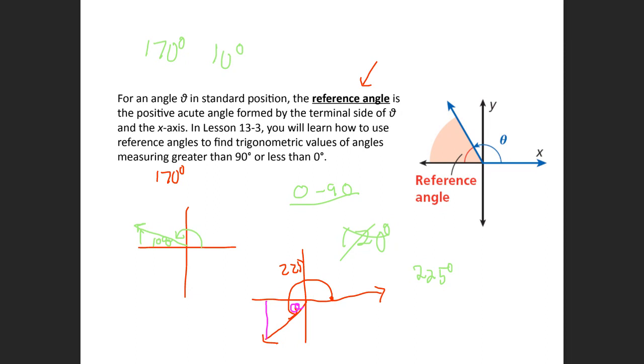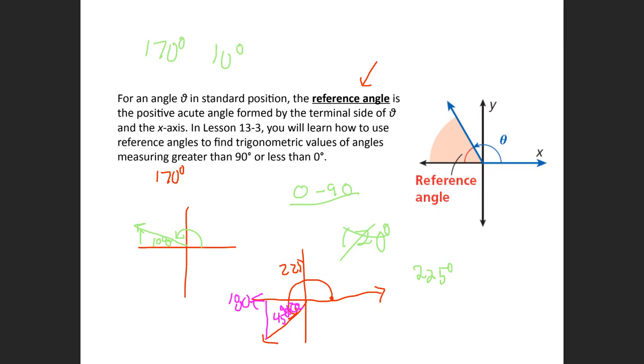Well, if this is 225 and this is 180 right here, right? Because a straight line is 180. How far did I go past 180? I went 45 degrees past. This is my reference angle. So 45 degrees is the reference angle.